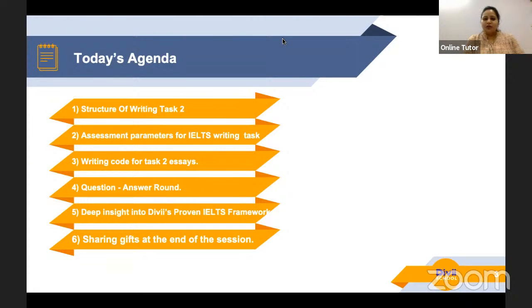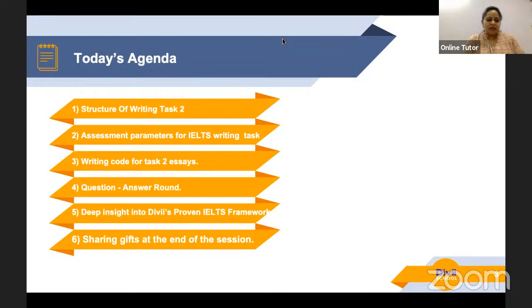Okay, so let's take a look at what is our today's agenda. First of all, we'll be discussing task 2, the way to attempt task 2, the structure for writing IELTS task 2, as in what all is required in a task 2 essay. Furthermore, we'll be understanding how a task 2 is marked. What are the assessment parameters for IELTS writing task 2? On what basis the examiner may allot you a high or a lower band?